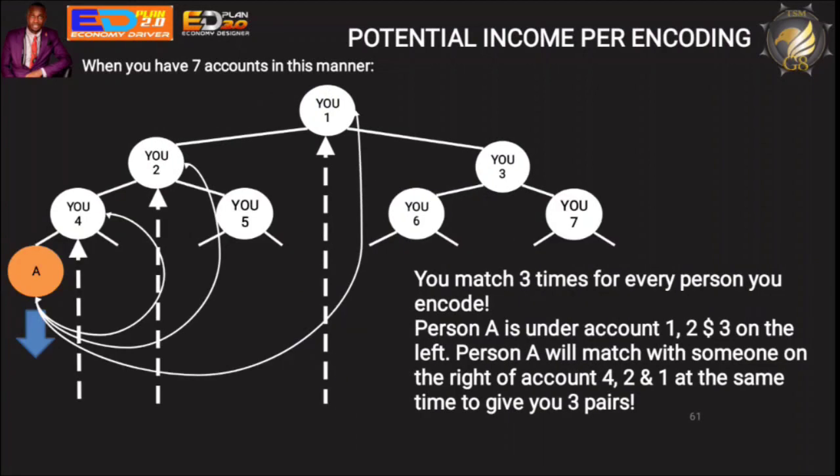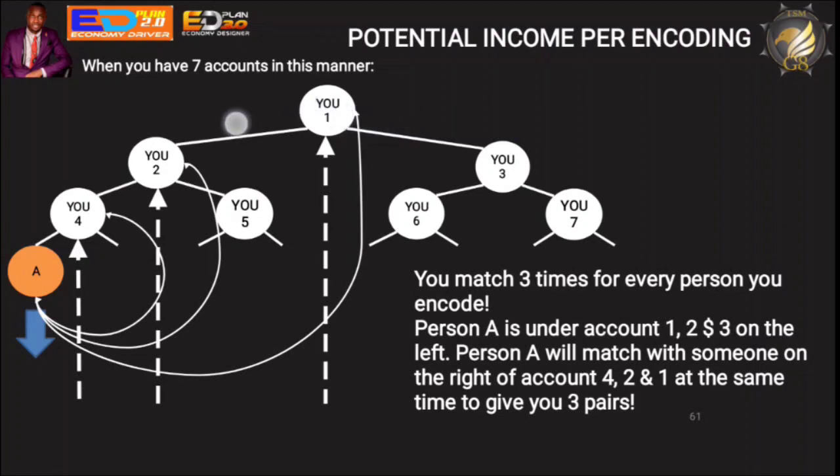Now, if you have 7 accounts arranged like this, you match 3 times for every person you encode. Person A is under accounts 1, 2, and 3 on the left. Person A will match with someone on the right of accounts 4, 2, and 1, and at the same time, he'll give you 3 pairs. So now let's elaborate.